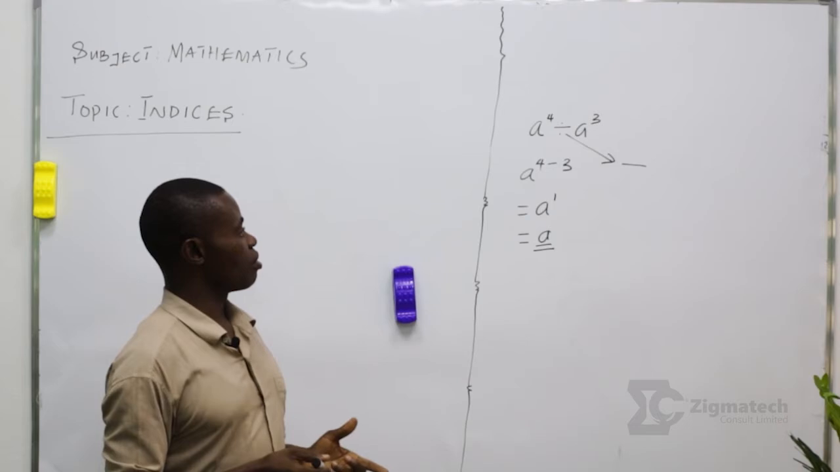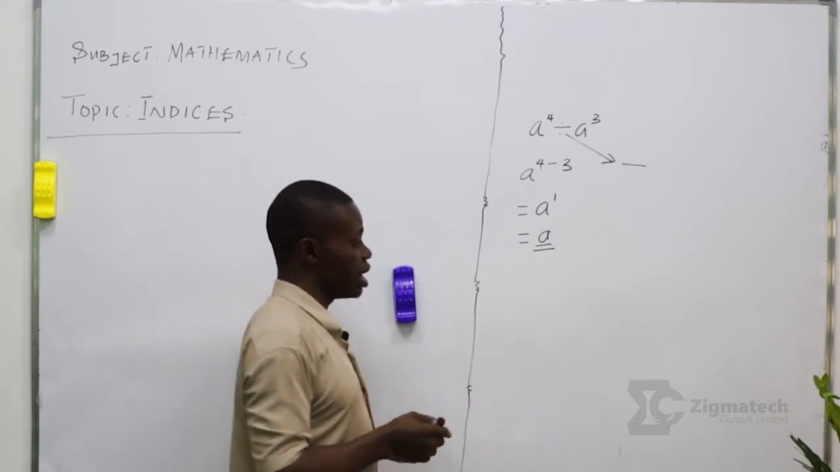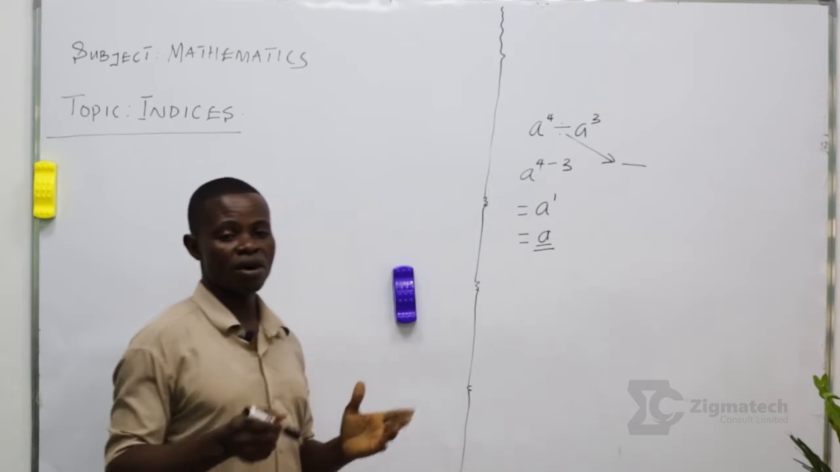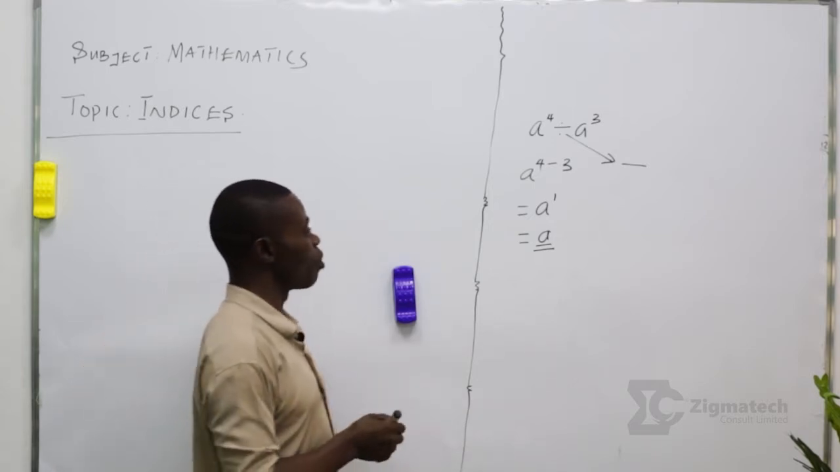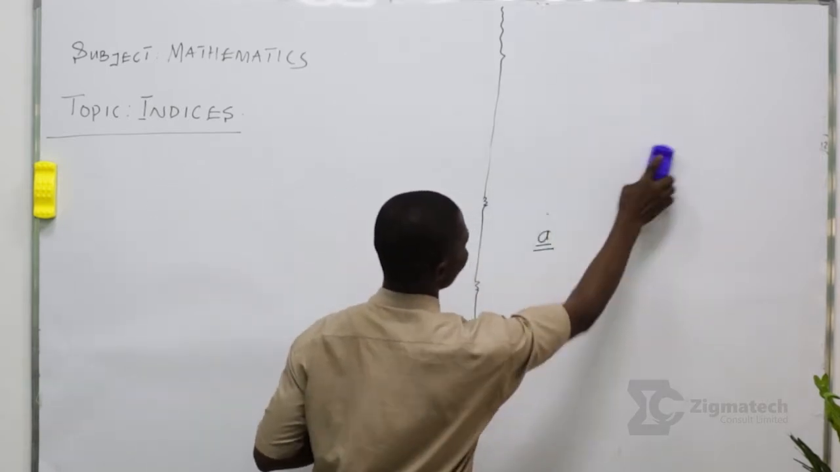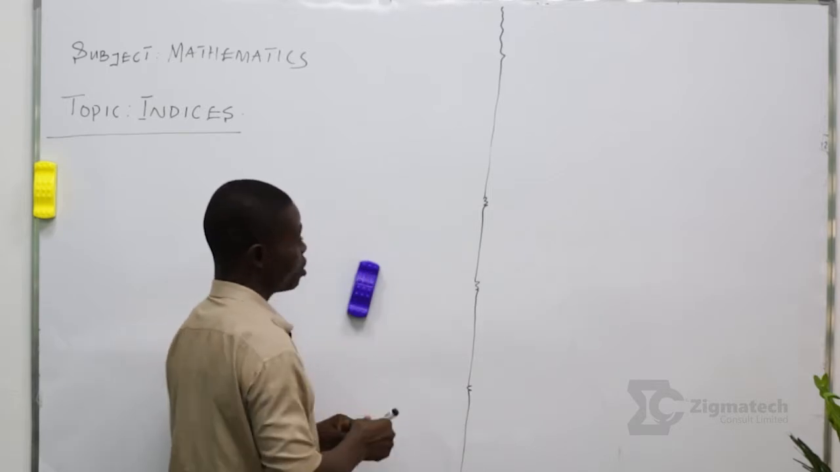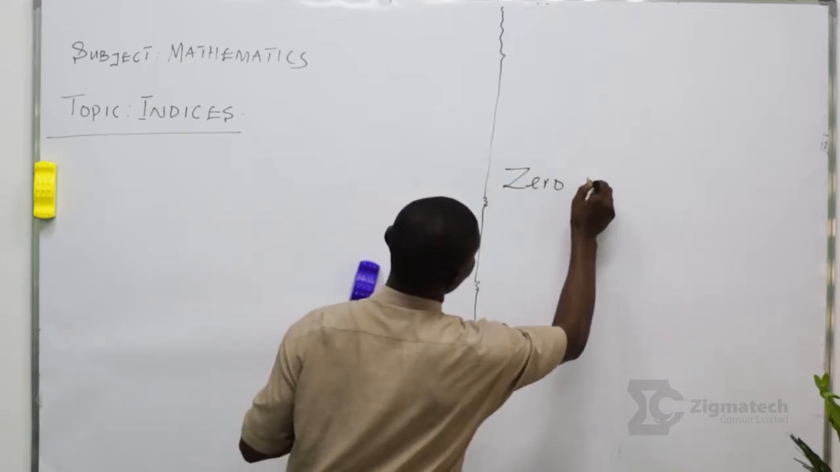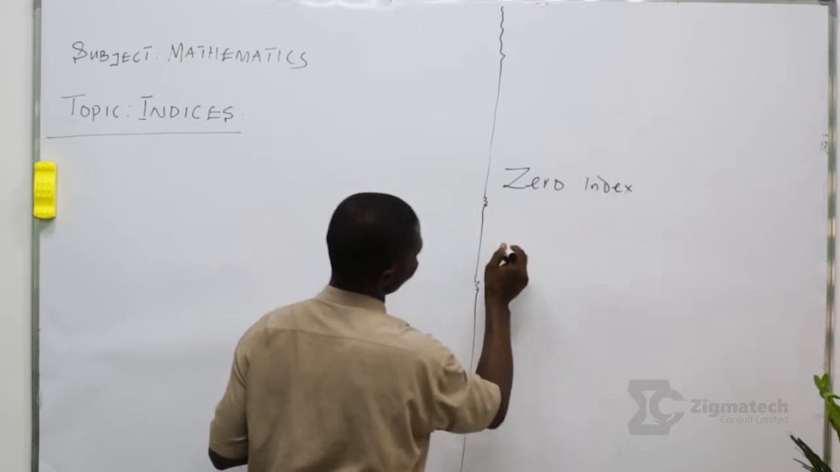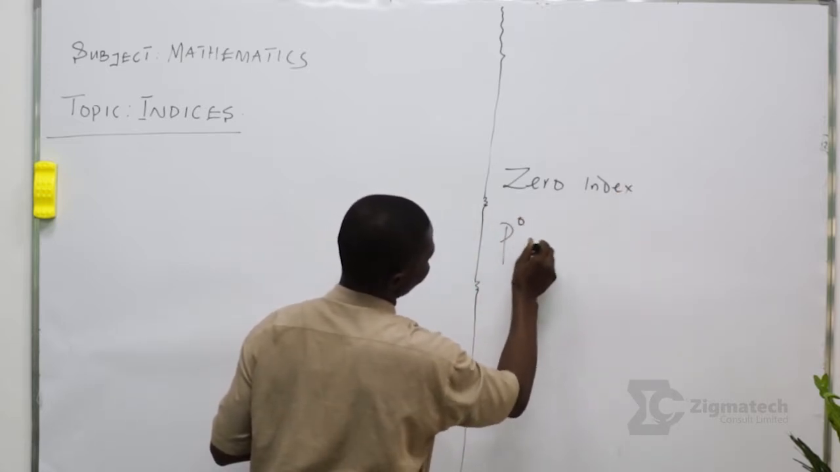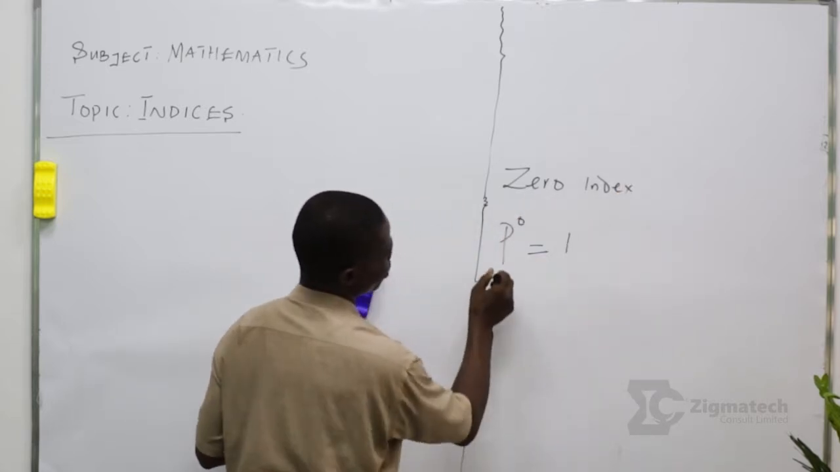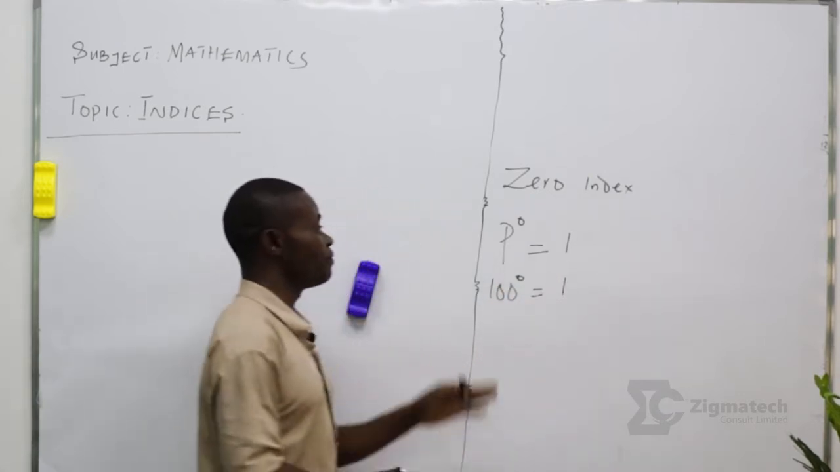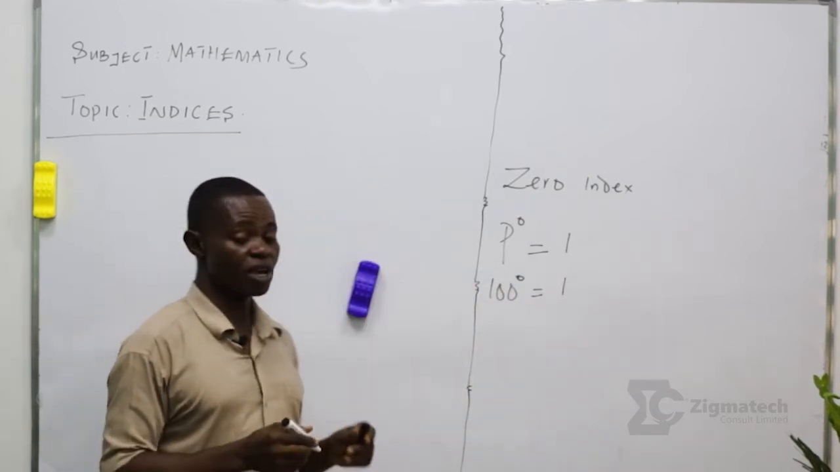zero index law. It is known that anything raised to the power of 0 is what? 1. If you like, 100 raised to the power of 0 is going to give you 1. Now we're no longer talking about the multiplication or division law of indices. We are dealing with the zero law of indices, that is zero index. Meaning p raised to the power of 0 equals what? 1. 100 raised to the power of 0 equals what? 1. Anything at all raised to the power of 0 will give us what? 1.